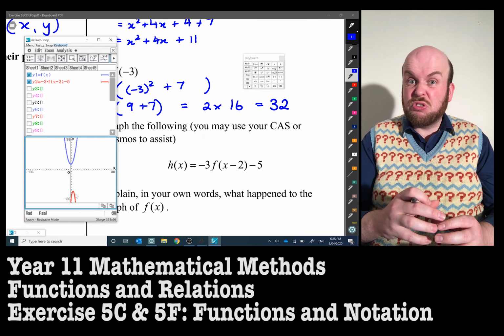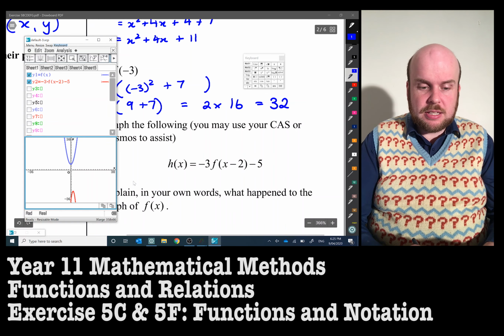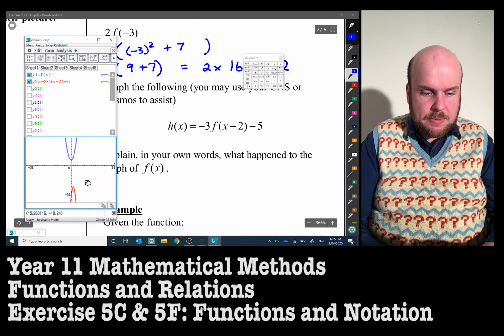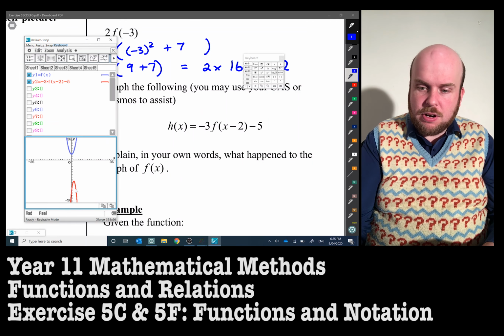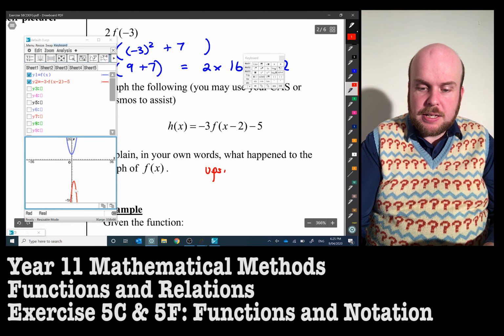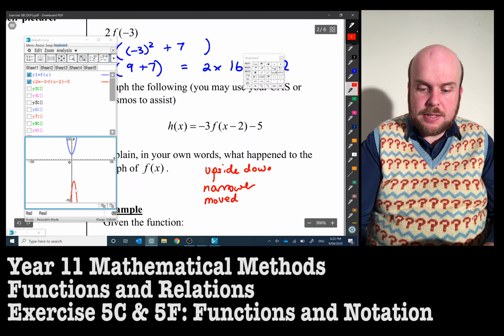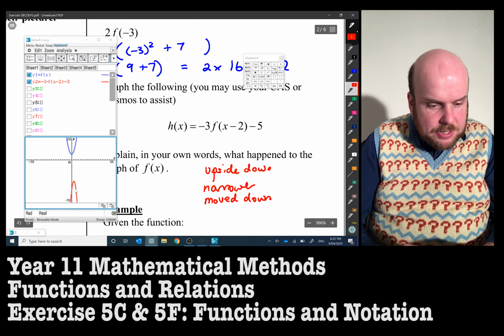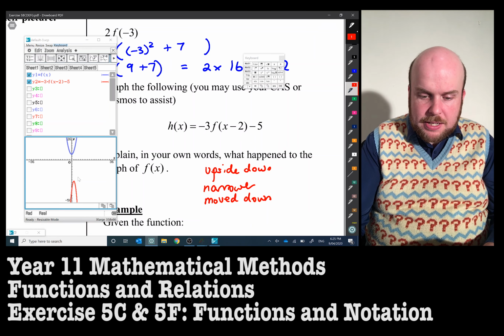So we can wonder what exactly has happened. We've known that it's stretched a bit, so it's a little bit narrower. If I drag that up, you'll notice here it's narrow. It has gone upside down. It's become narrower. It's moved down. And it's actually gone across. It's moved right.